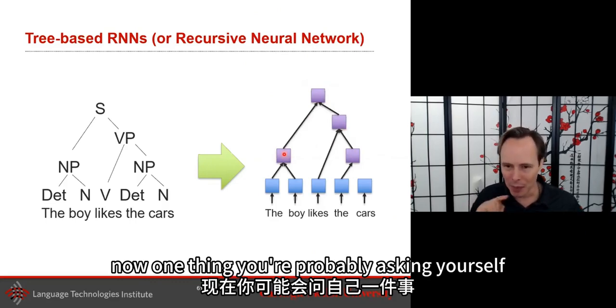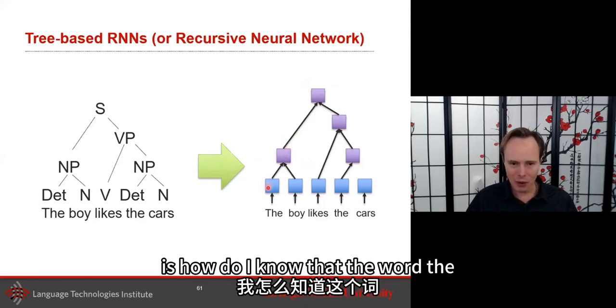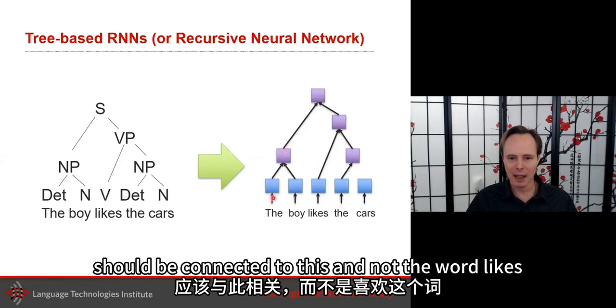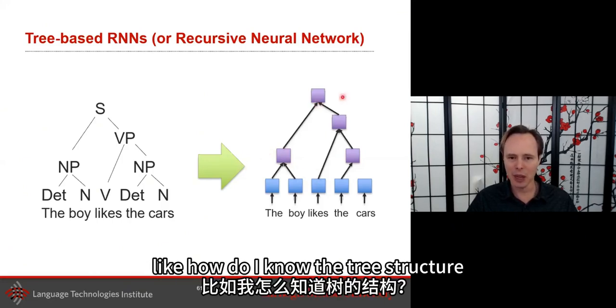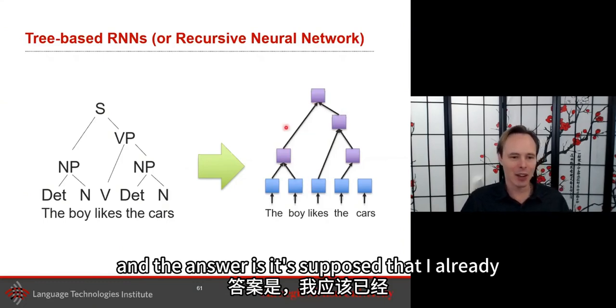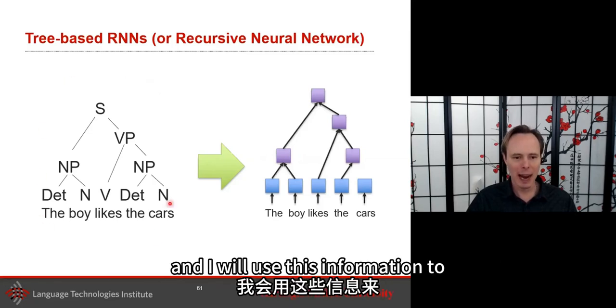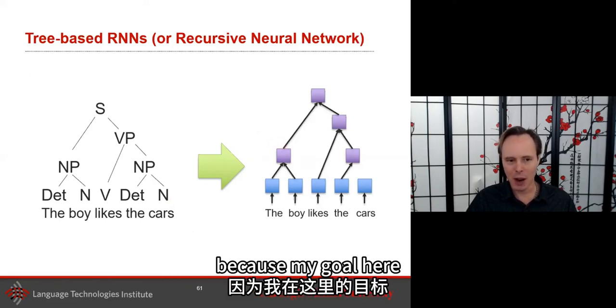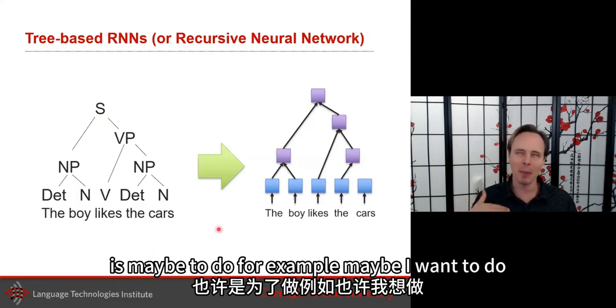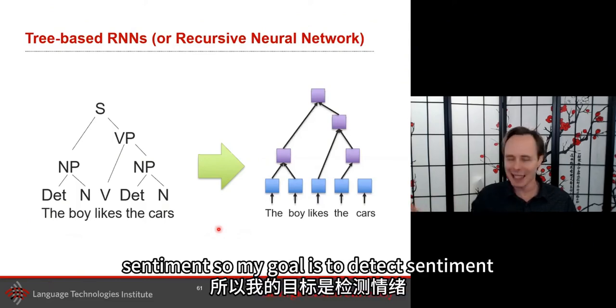Now, one thing you're probably asking yourself is, how do I know that the word the should be connected to this and not the word likes? How do I know the tree structure? The answer is, suppose I already ran syntax parsing software beforehand, and I will use this information to inform the tree structure. Because my goal here is maybe to do sentiment. My goal is to detect sentiment. That's what I want to do.